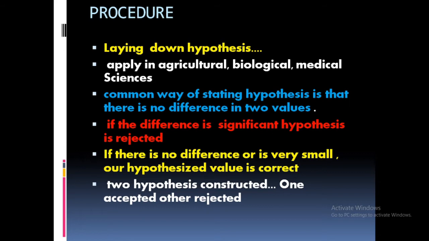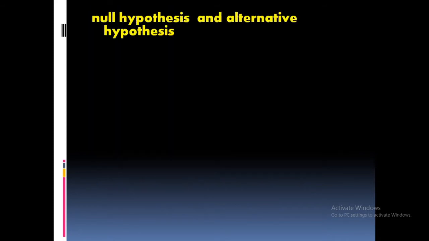For a test of significance, we usually construct two hypotheses, from which one is accepted and another one is rejected. So let us discuss what the two hypotheses are. First one is the null hypothesis and the second one is the alternative hypothesis. Clear? So let us look at them one by one. First one is the null hypothesis.